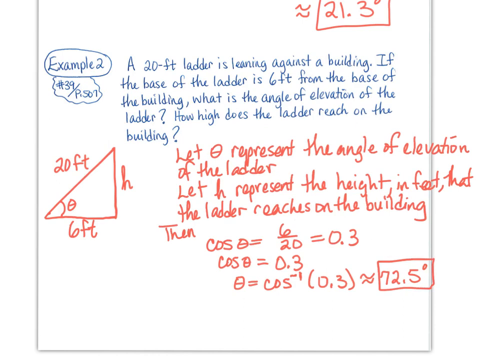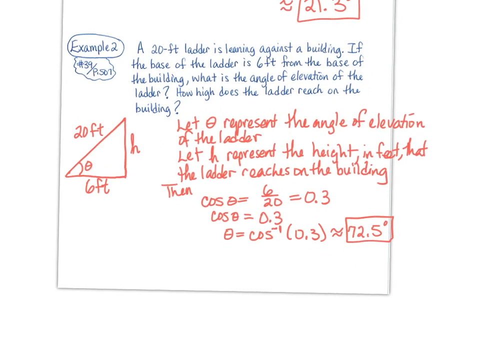72.5 degrees. Now, are we done here? No, because we have to find what? The height, or H. Very good. That's what we have to find. How can we go about finding H? You got it. Use the Pythagorean theorem. Very good.